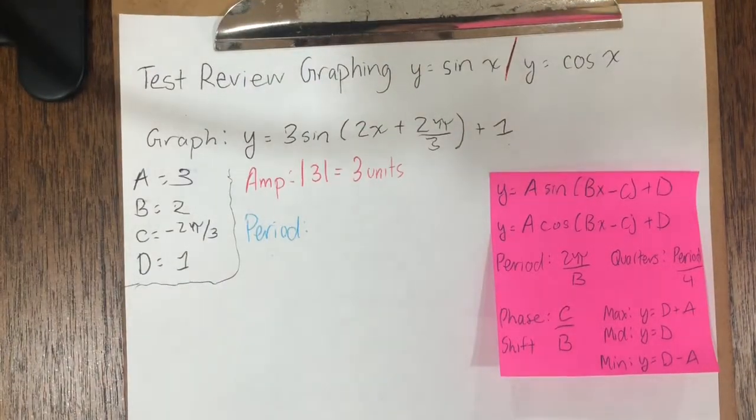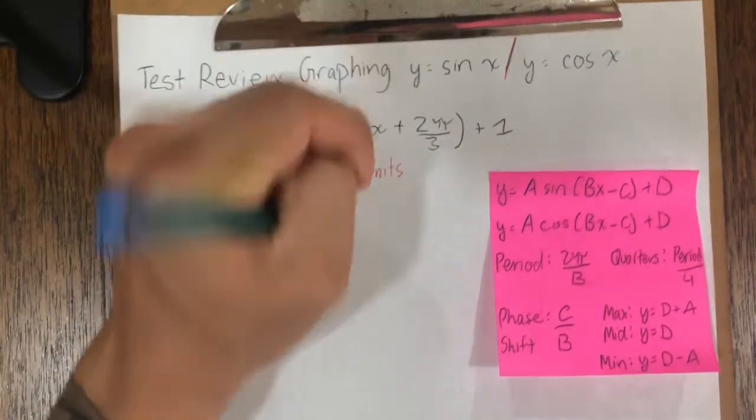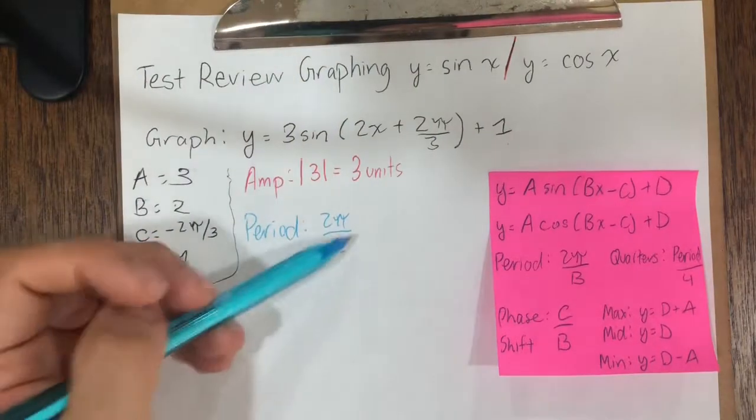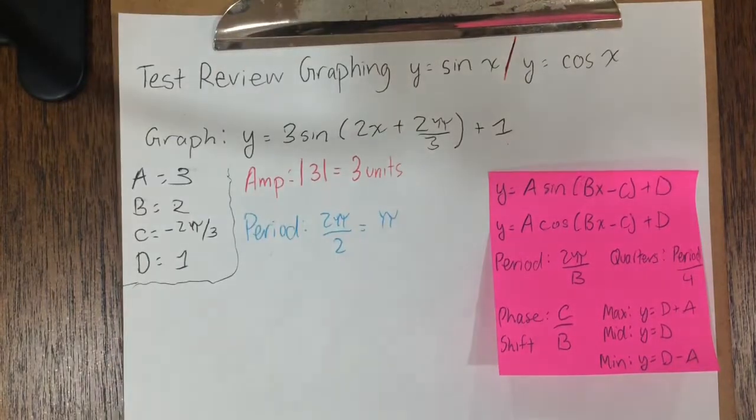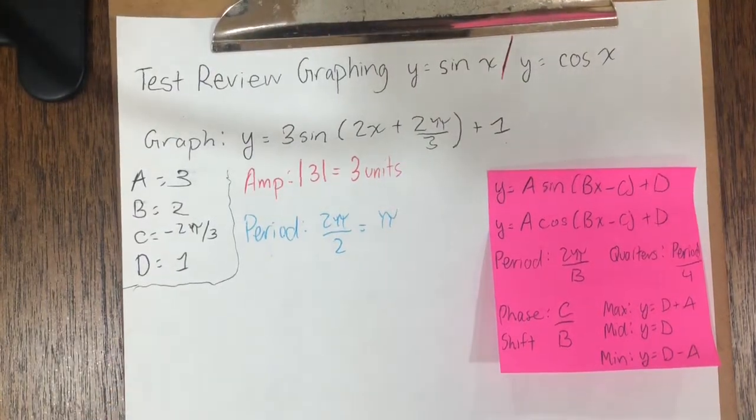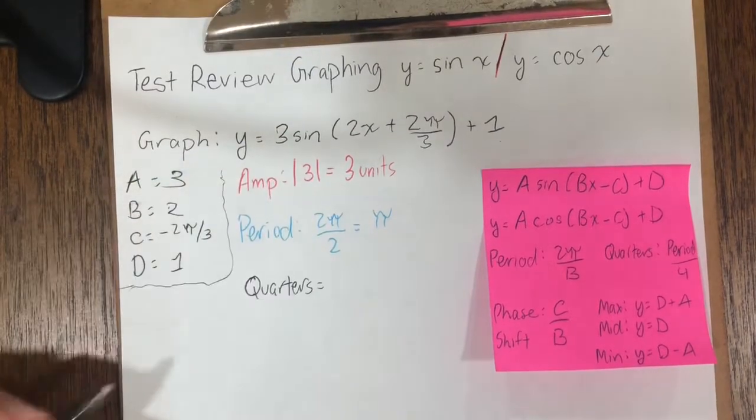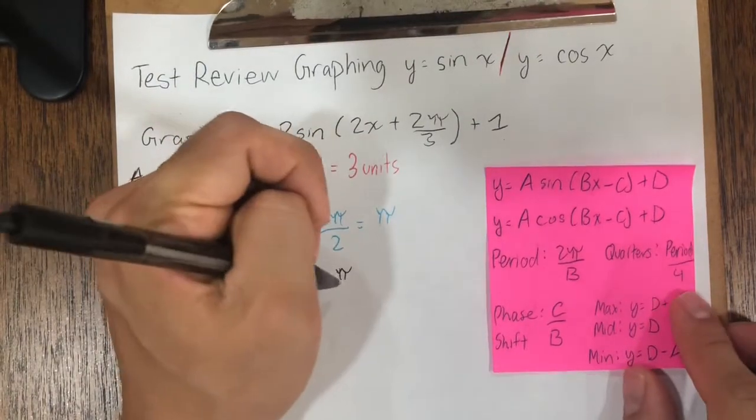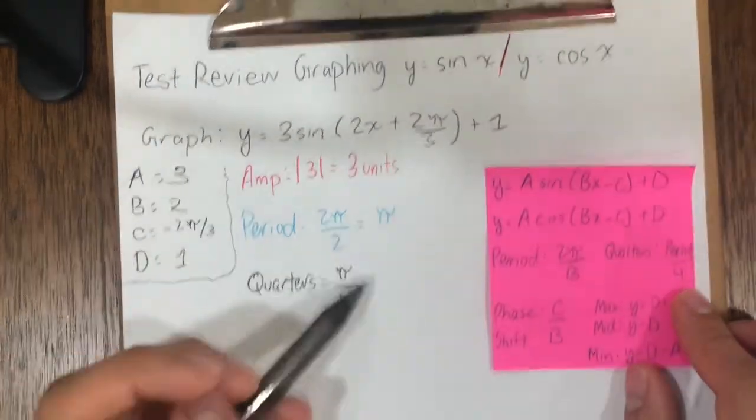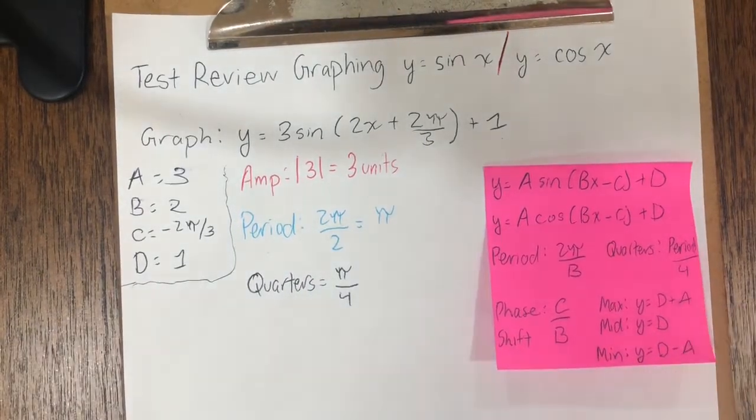All right, so now let's go ahead and figure out the period. With the period, we're going to take 2 pi or 360 and then divide it by B, which is 2. If I were to simplify this, 2 divided by 2 becomes 1, so we just get 1 pi. So the period for this graph is going to be pi. Then let's figure out the quarters. With the quarters, we take the period, which is pi, and divide that by 4. This can't be simplified any further. So my quarter is pi over 4 radians or 45 degrees.